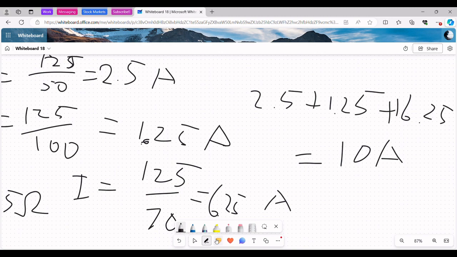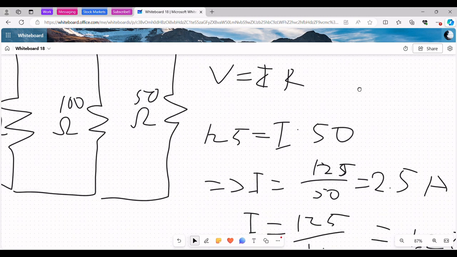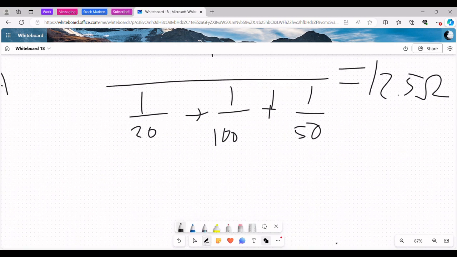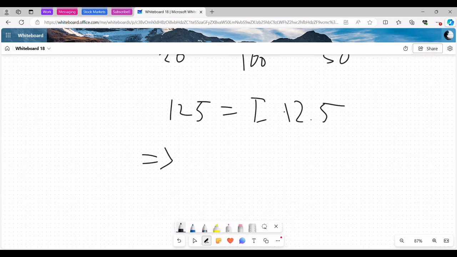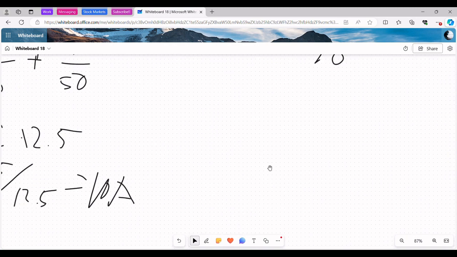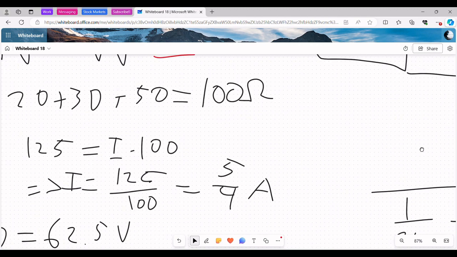So that's 10 amps. Now let's do it using Ohm's Law. Ohm's Law is V equals IR, and we know that the total resistance is 12.5. So that means 125, which is our voltage, equals I times 12.5. So I equals 125 over 12.5, and that equals 10 amps. So you can see we got the same answer no matter how you do it, which means we did it the right way.